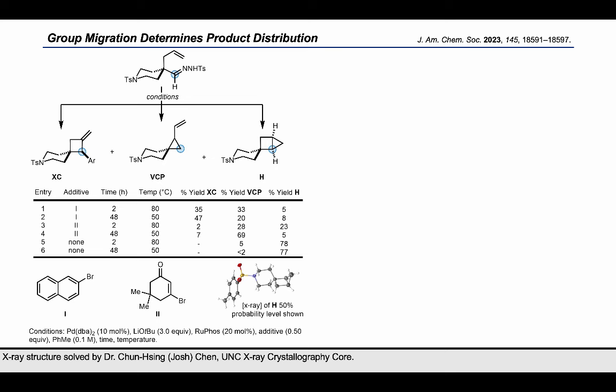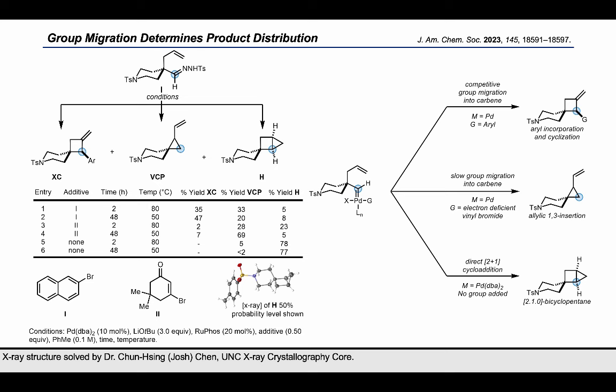These results describe a reactivity profile of the proposed palladium carbene where the product distribution is determined by migratory aptitude of the group on palladium. With aryl bromides, competitive aryl migration leads to cross-coupled products. Groups with low migratory aptitude favor CH insertion, and when no migrating group is present, we observe direct cyclopropanation.